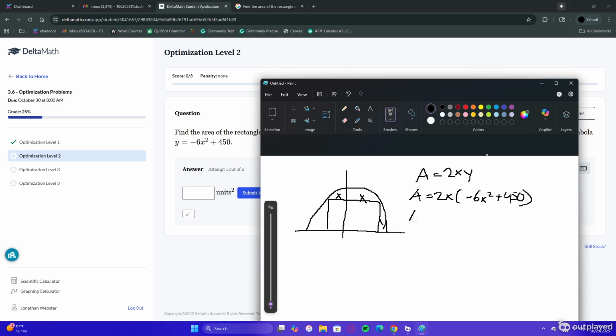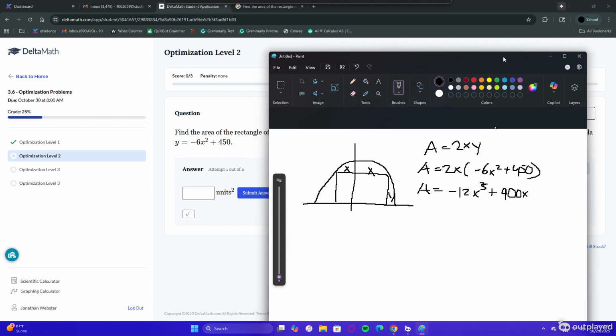And simplifying that out, you get A equals negative 12x to the third plus 900x. And now with that, we can do the derivative of A. So A prime would be equal to negative 36x squared plus 900.